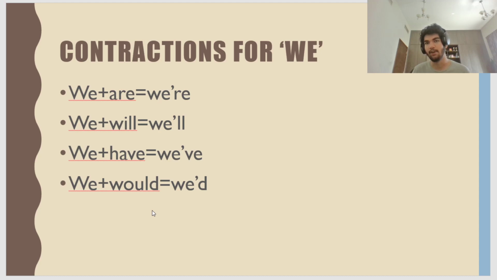Now let's move on to the contractions for we. We also has four contractions. We plus are giving we're, we plus will giving we'll, we plus have giving we've, and we plus would giving we'd. So now if we were to use these in a sentence again, we would say we are playing tomorrow. So instead of saying we are, we can replace that with we're.